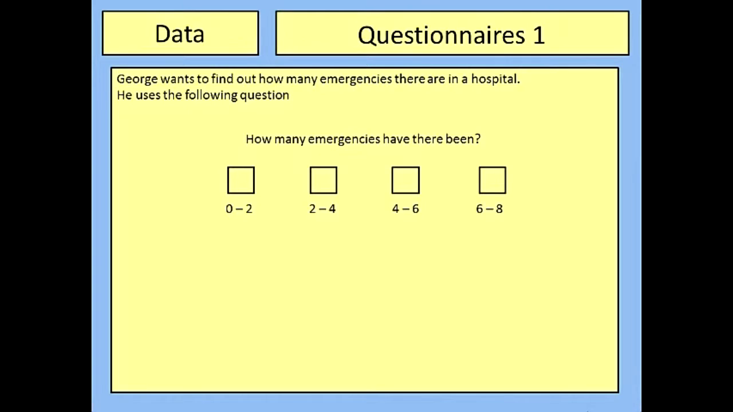George wants to find out how many emergencies there are in a hospital, and he uses the following question. How many emergencies have there been? And he gives some response boxes here. So this would typically be where somebody would put a cross depending on what their answer is.